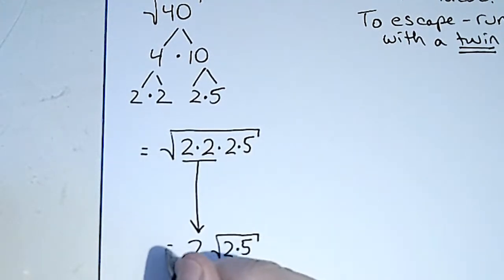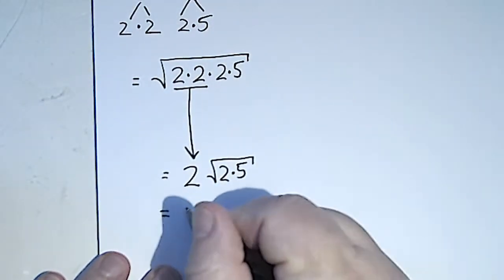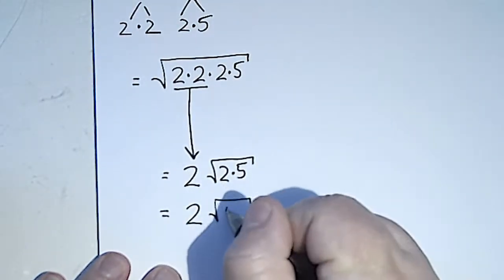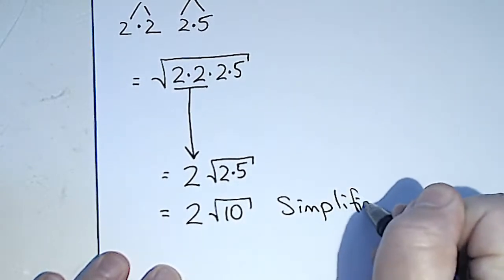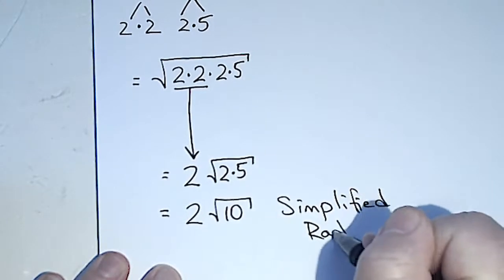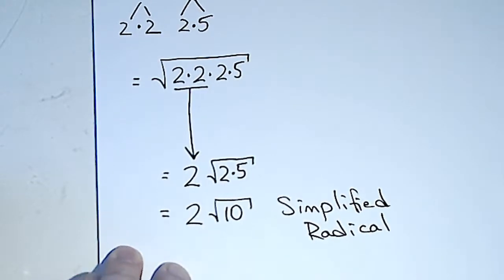So the end result of this is that I end up with a simplified radical, 2 times radical 10, or 2 times the square root of 10. And that's how you simplify a radical. Woohoo. So let's try another one that's a little more complicated.